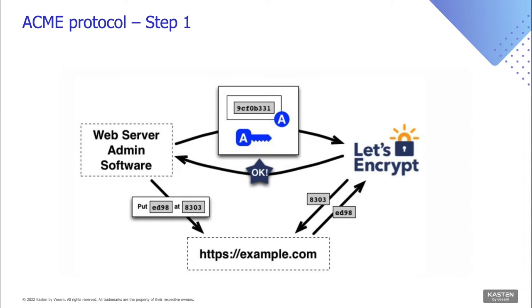And then on the top part, it's the part of the challenge where it has to sign the nonce. So the agent signs it with a private key, gives Let's Encrypt its public key. And now the CA verifies the signature. Once this challenge has been verified, Let's Encrypt declares that this web server is definitely the one controlling example.com. So at this point, step one of the ACME protocol has succeeded.